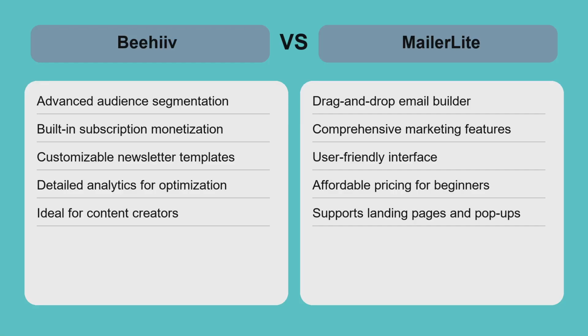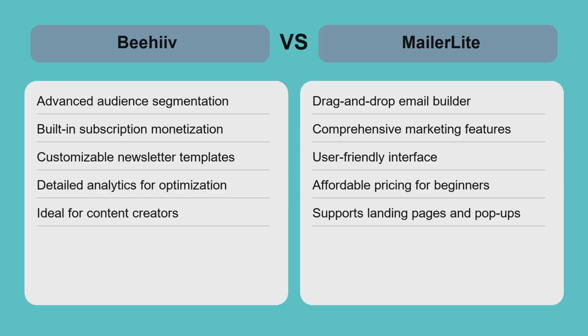Comparing Beehiiv and MailerLite highlights their distinct strengths. Beehiiv excels at newsletter growth with referral programs and subscription monetization, making it perfect for creators focused on audience building and revenue generation. MailerLite offers broader marketing capabilities like landing pages and e-commerce integrations, ideal for businesses needing a multi-purpose tool.